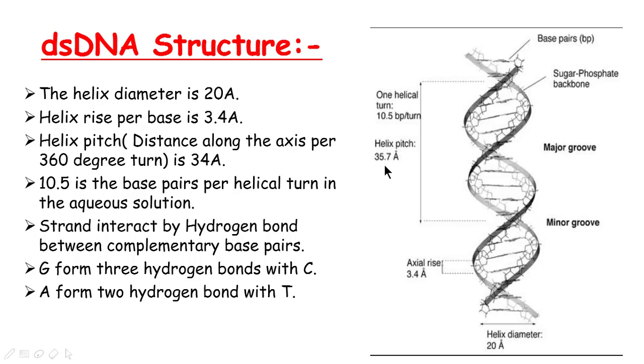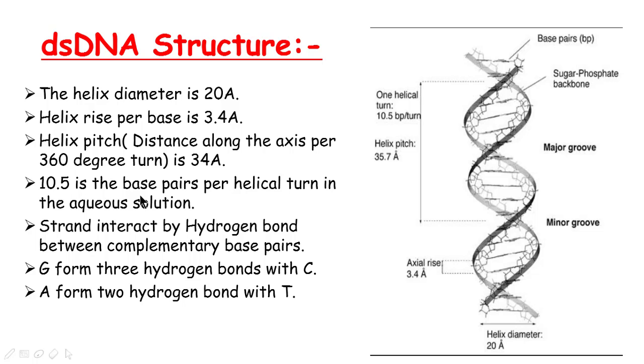The helical pitch is 35.7 angstrom. The helical diameter is 20 angstrom. Helical rise per base is 3.8 angstrom. Helical pitch is 34 angstrom. What is the helix pitch? The distance along the axis per 360-degree turn.